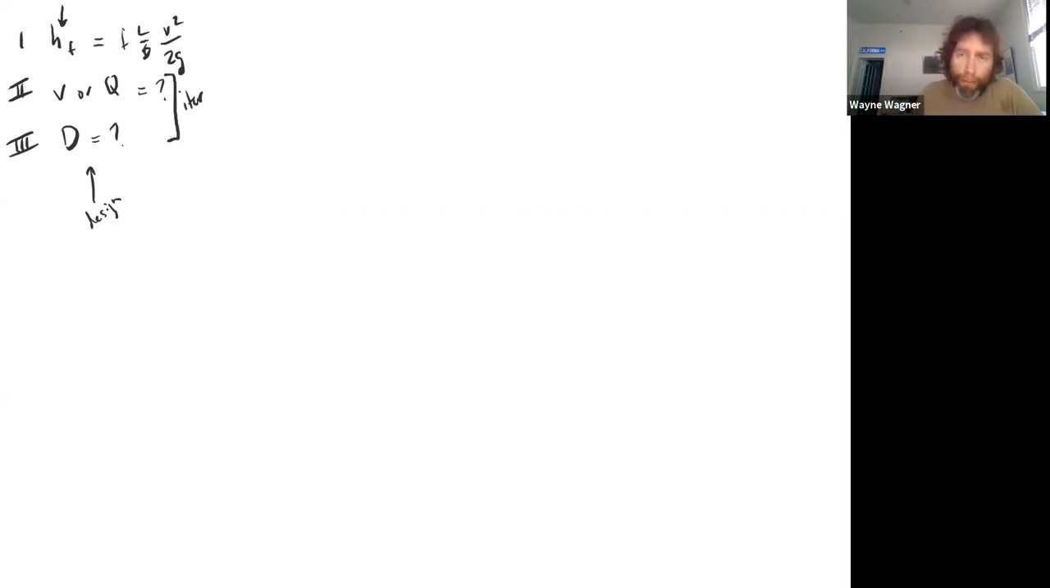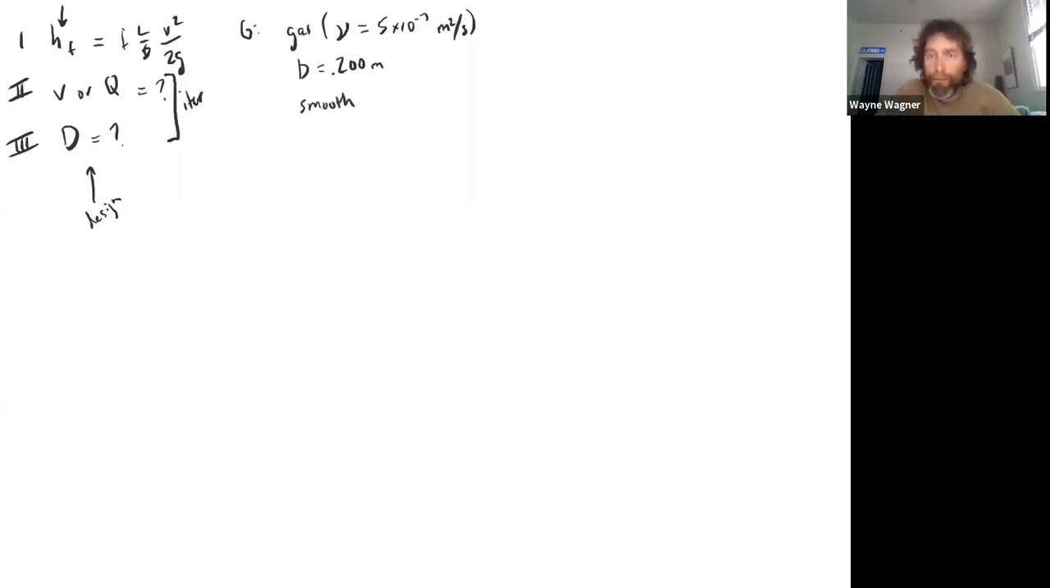Okay, so this one is a problem type 2, and it says gasoline. Here's a given gas with kinematic viscosity, this little symbol, equals 5 times 10 to the minus 7 meters squared per second. It flows in a pipe with a 200 millimeter diameter, so 0.200 meters. Smooth pipe. The friction head loss is 0.43 meters per 100 meters.